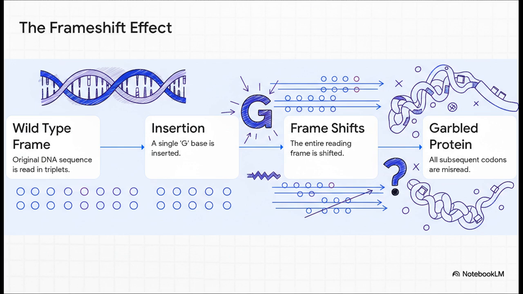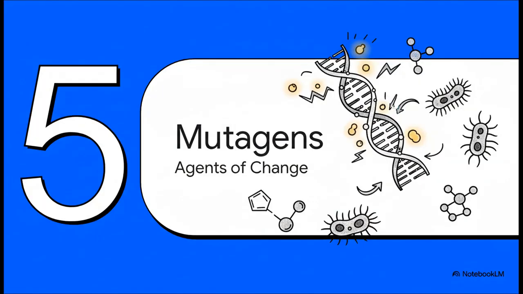It's a total mess. So we've seen in detail what can happen to the DNA. Now let's talk about why it happens. What are the culprits behind these induced mutations? It's time to meet the mutagens, the physical and chemical agents of genetic change.